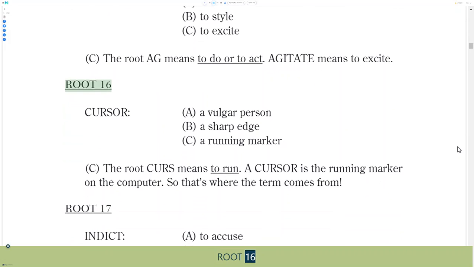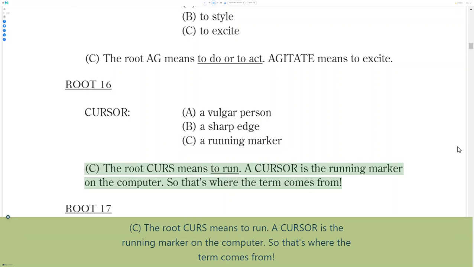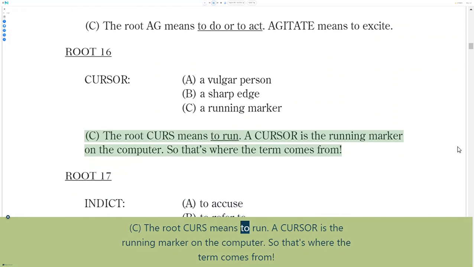Root 16. Cursor. A. A vulgar person. B. A sharp edge. C. A running marker. C. The root curs means to run. A cursor is the running marker on the computer. So that's where the term comes from.